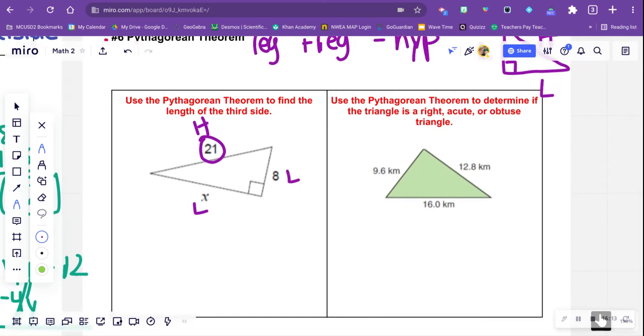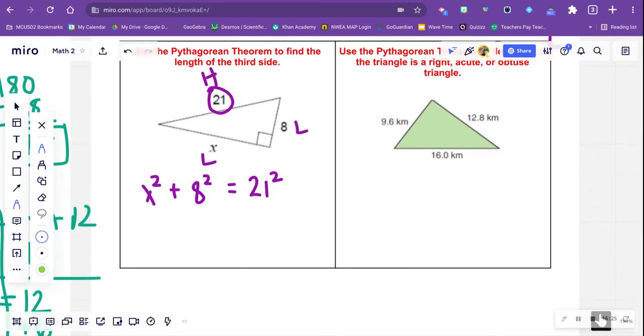So I'm just going to do x squared plus 8 squared must equal 21 squared. And so we're going to simplify this. Go ahead and square the numbers. So 8 times 8, 64. And 21 times 21 is going to be 441. And now we can work to get the x by itself. So 2 steps here. We're going to subtract the 64. And that's going to give me 377.